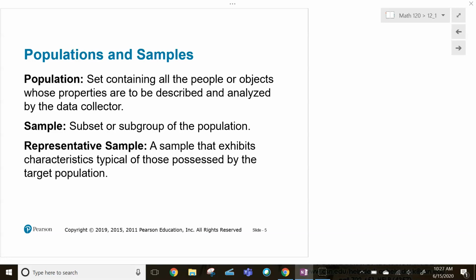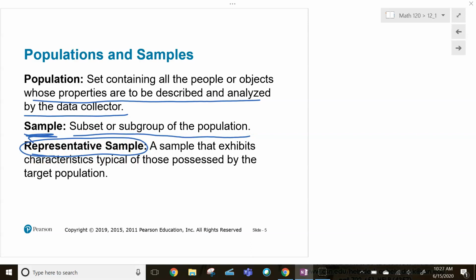A population is simply the set containing all the people or objects whose properties are to be described and analyzed by the data collector. You can do a study and actually sample everybody in the entire population. But if you're studying all the people in California, realistically you can't contact everybody, so you take a sample instead, which is a subset or subgroup. You should have a representative sample that truly represents the entire population.